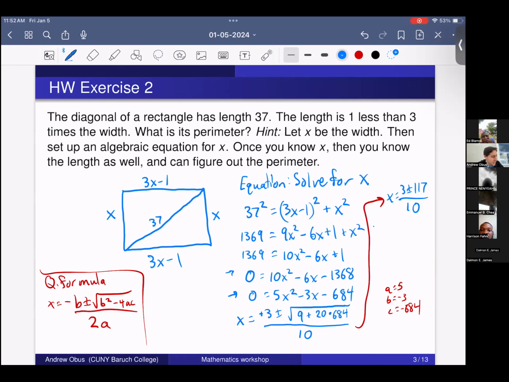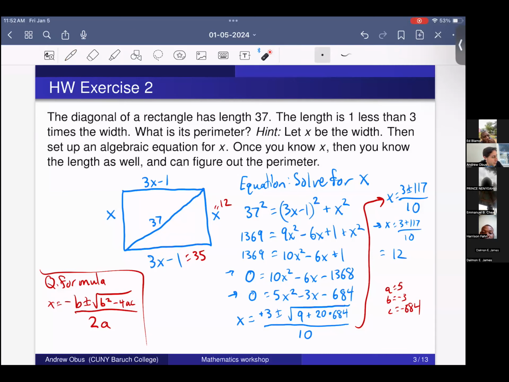And that tells us the negative root is extraneous because x is the length of a side, so it has to be a positive number. We only keep the positive. And so x is 3 plus 117 divided by 10, which is equal to 12. So this x over here is equal to 12. And that means 3x minus 1 is equal to 35, since 3 times 12 is 36, minus 1 is 35.